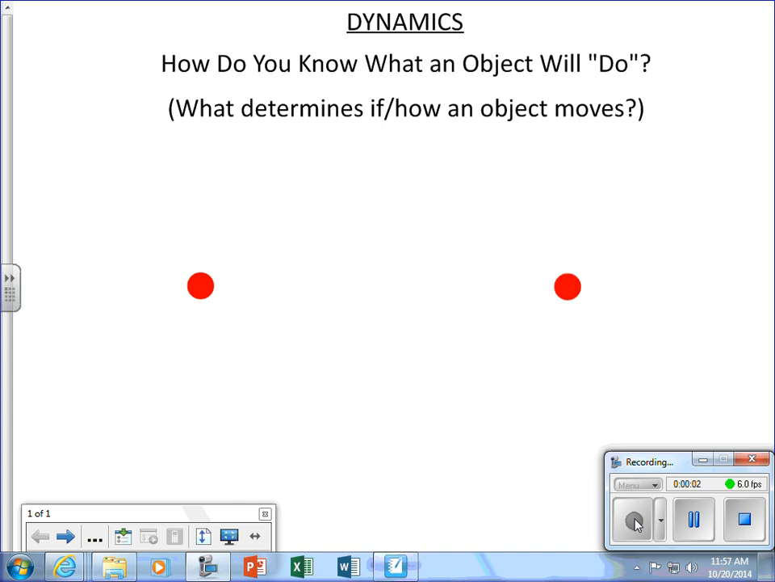Howdy, people. We start a new unit today, and that unit is called Dynamics. It captures a lot of material, and all that material centers on a fundamental question.